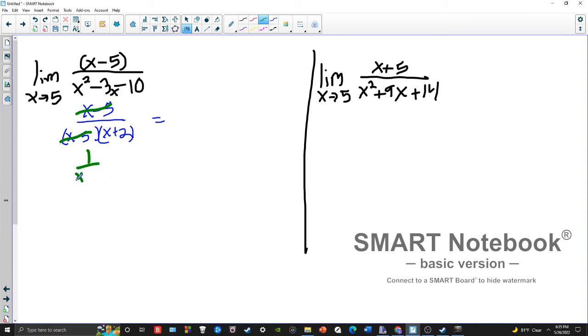1 over x plus 2. And I'm going, hey, I can actually plug in a 5 in there. I can do 1 over 5 plus 2, which is 1/7. And that is indeed my limit here. Because if you can factor out the problem child, if you can factor out the issue, then you can simply plug in what you're taking the limit of and see if you get an answer. And if you can, great, then that's your answer.